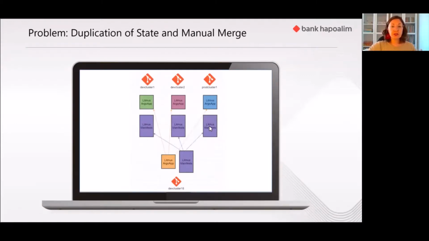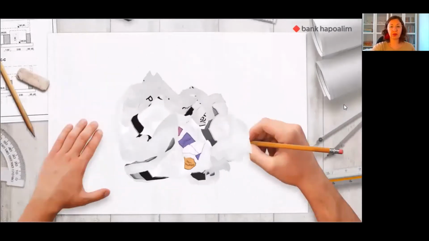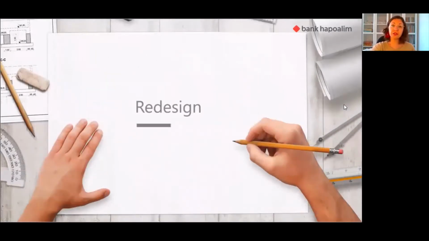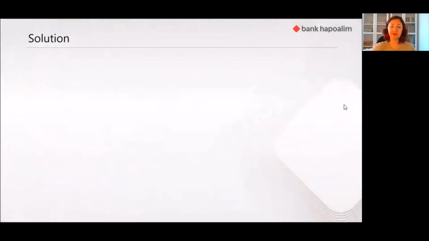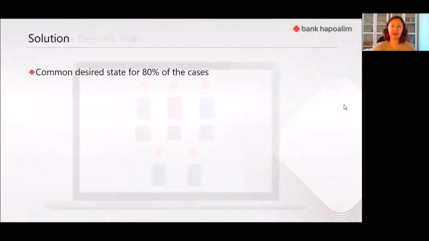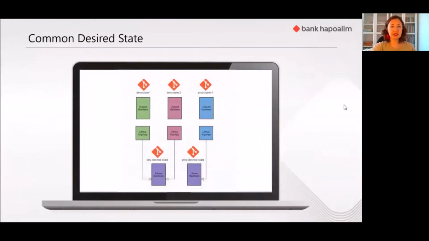So the branches for the different clusters cannot be merged into each other because of the 20% that have environment-specific configuration. And the meaning is that those identical manifests have to be copied manually from branch to branch. So we did a redesign. The solution is common desired state for 80% of the cases.